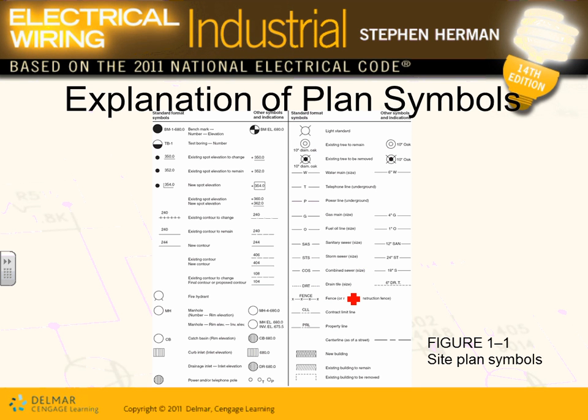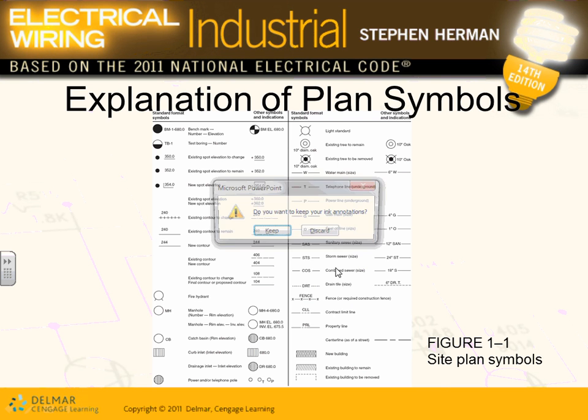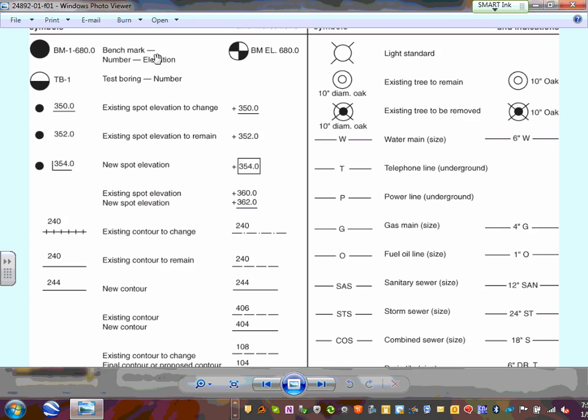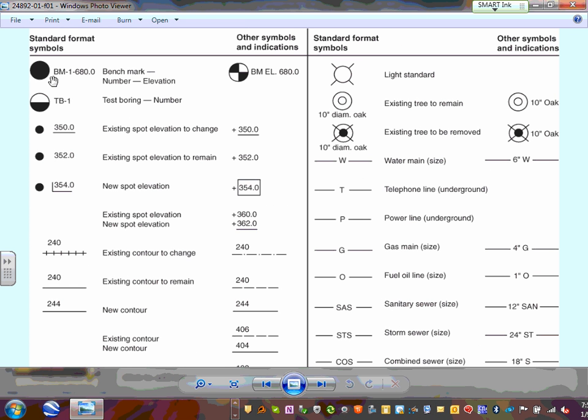For this one, I'm going to skip and go directly into this card. Here's a symbol that they use for the site. They always start, Adam, with something called benchmark. Benchmark gives you the elevation. When I want to build my building, here's my elevation, and I want to measure everything based on this elevation, above or below this benchmark.